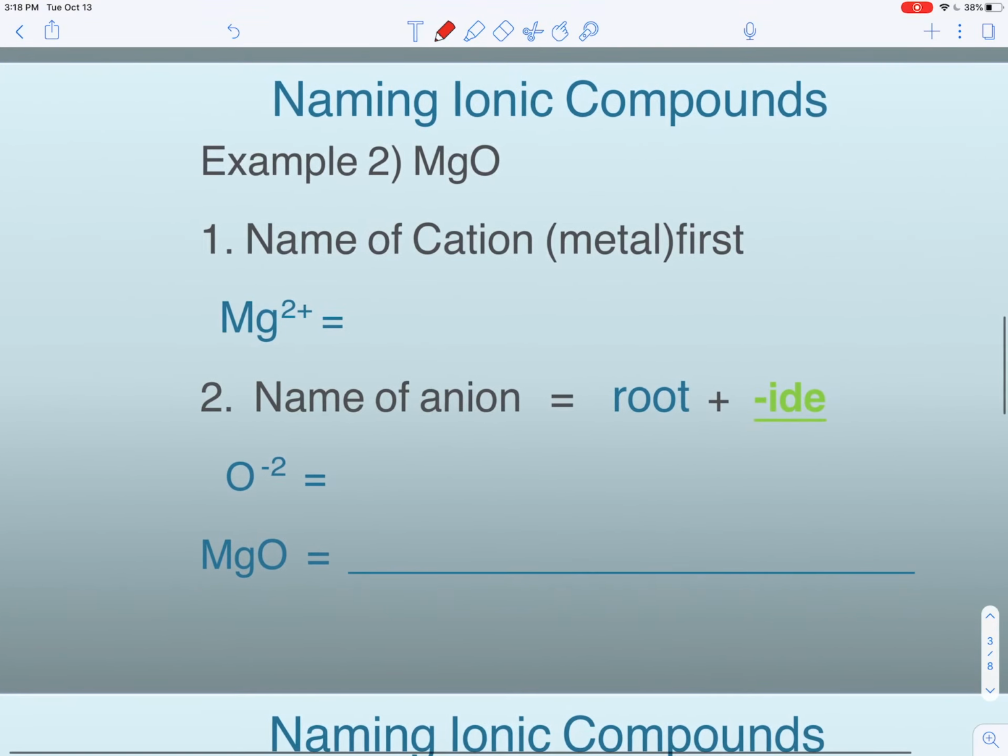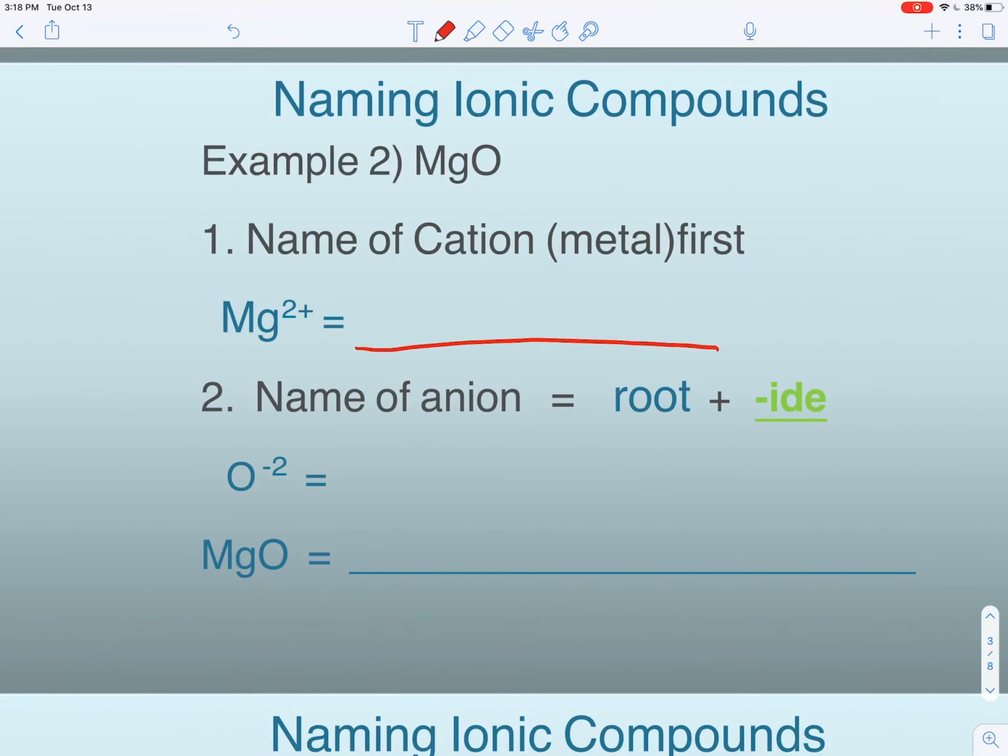Let's try another example, and we'll do those same steps here. So first, you just write the name of the metal. What's the name of this metal? We're looking at MgO. So what's the name of Mg? Magnesium. And oxygen, oops, gave that one away.